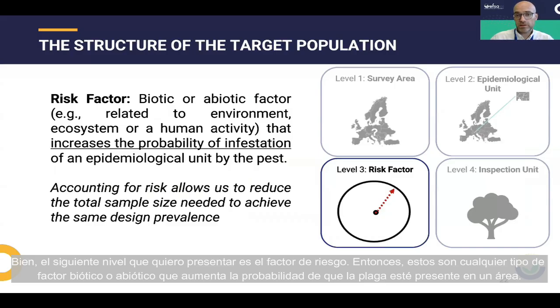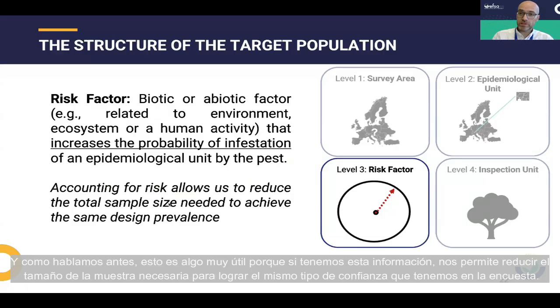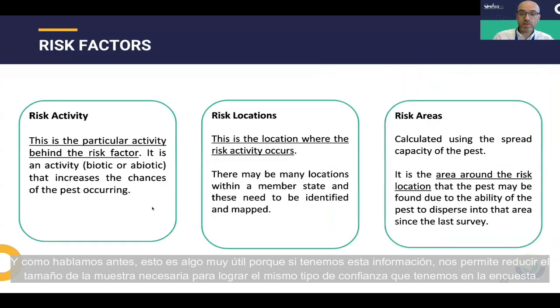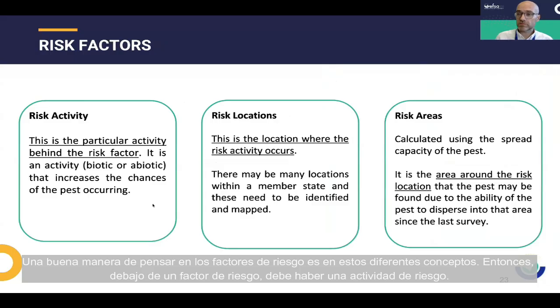So these are any kind of biotic or abiotic factor that increases the probability of the pest being present in an area. And as we talked about before, this is a very useful thing, because if we have this information, it allows us to reduce the sample size needed to achieve the same kind of confidence that we have in the survey. A good way to think about risk factors is in these different concepts.